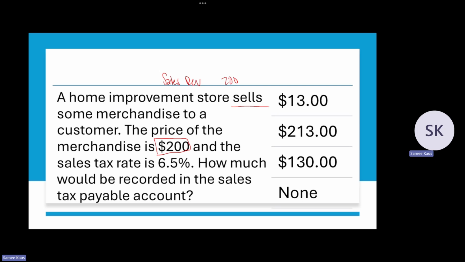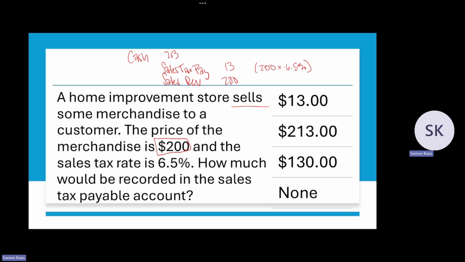Okay. But when the customer goes to the cash register, do they only pay $200? Well, no, they give me some sales tax, but I'm not immediately remitting that to the US government. So I hold it in a liability account until I do remit that to the government. Okay. So how much do they owe me in sales tax, or how much do I owe the government in sales tax for this product? Well, it's my 200 times my 6.5%. Well, that gives me $13. So what that means is the customer gives me cash of 213.